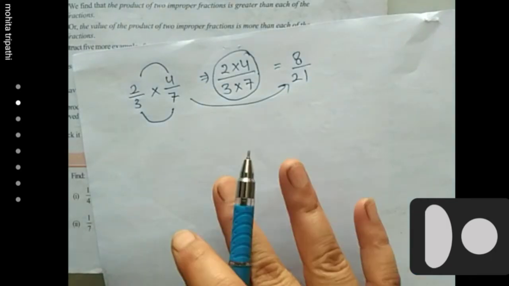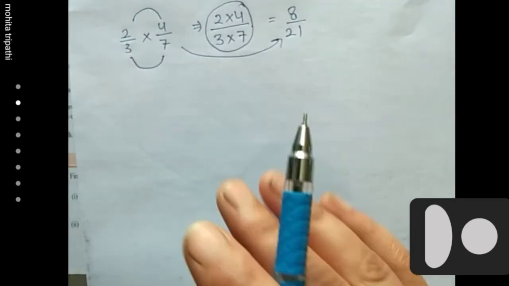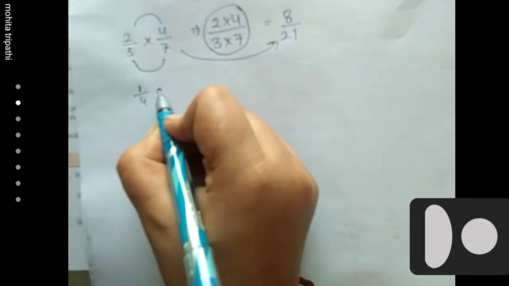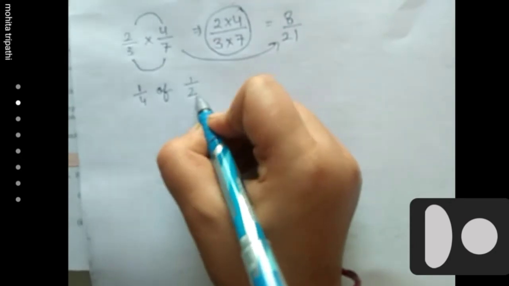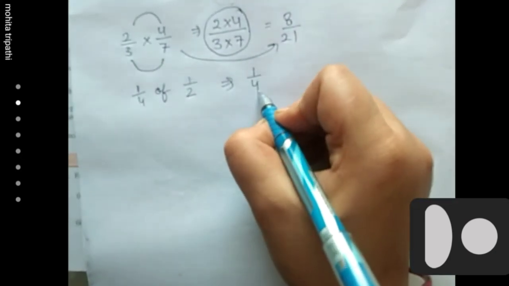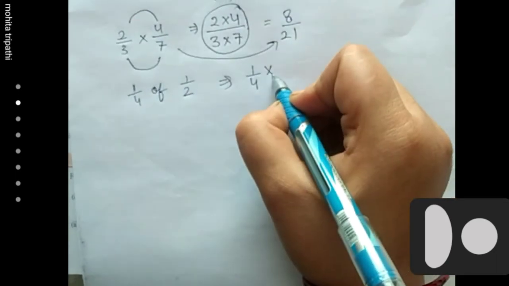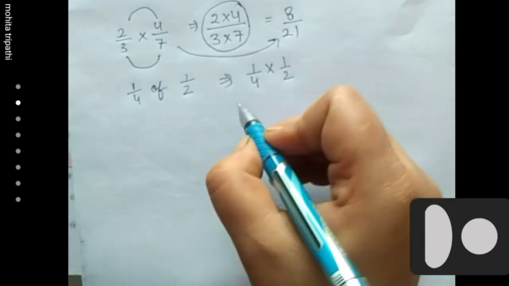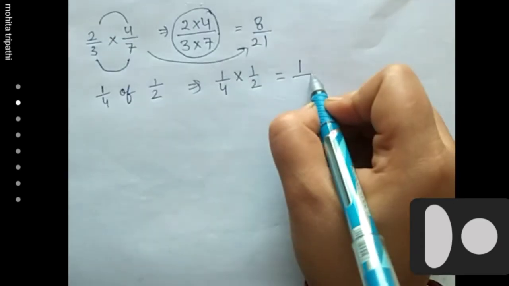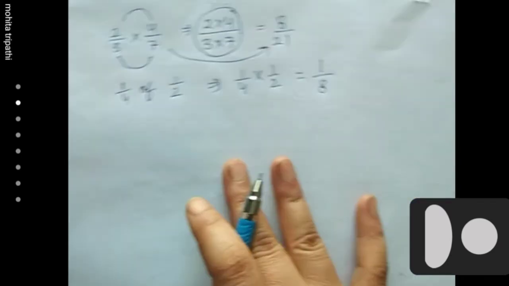In the previous exercise we also discussed the 'of' sign. I'm saying 1/4 of half. So what is the meaning of 'of'? I have told you 1/4 will be as it is, and instead of 'of' we will put a multiplication sign, and then half. Now 1 is multiplied by 1, 1 ones are 1, and 4 twos are 8. So similarly we will do our exercise.